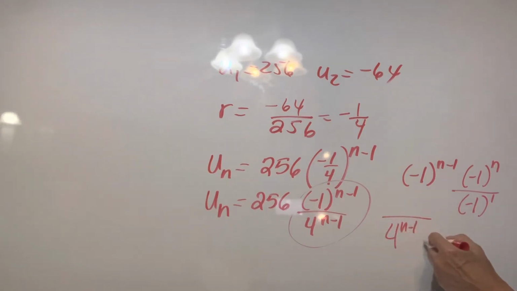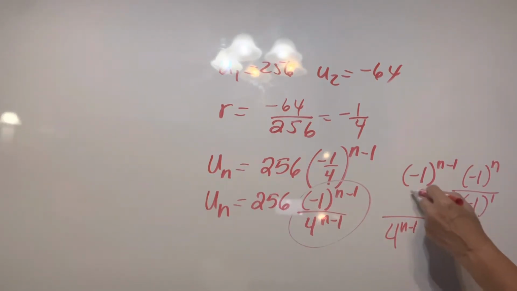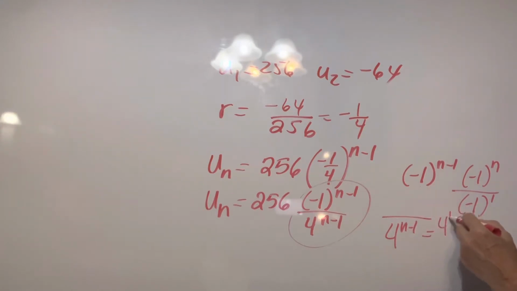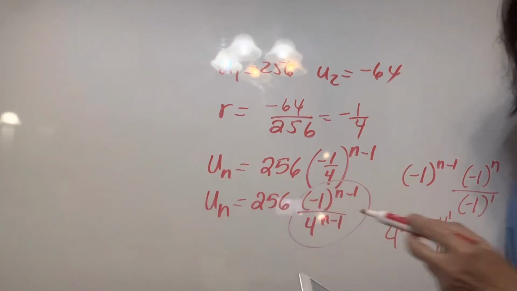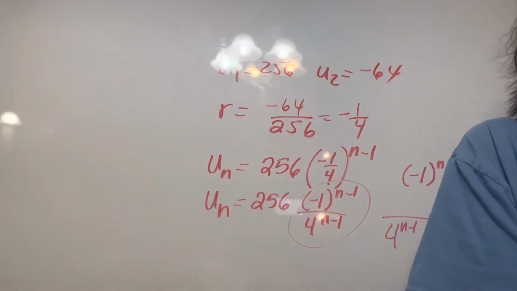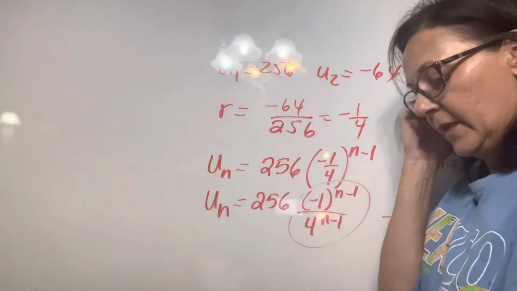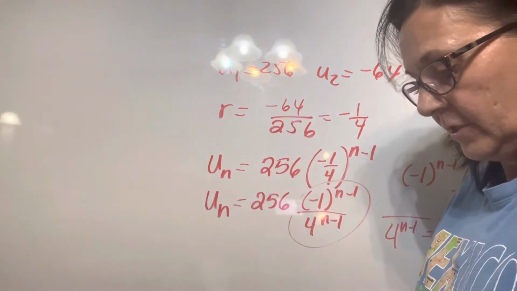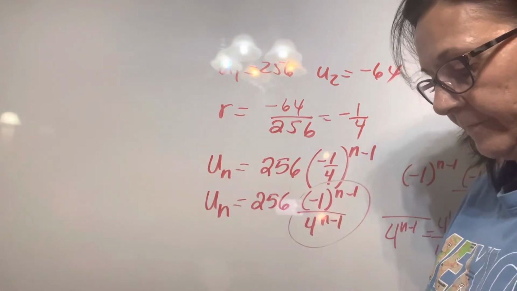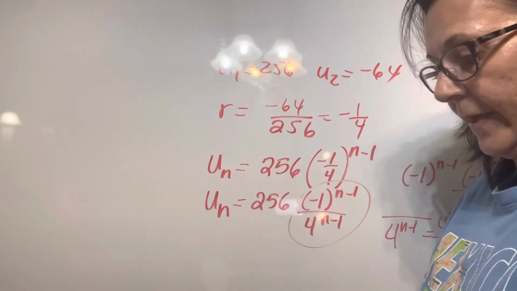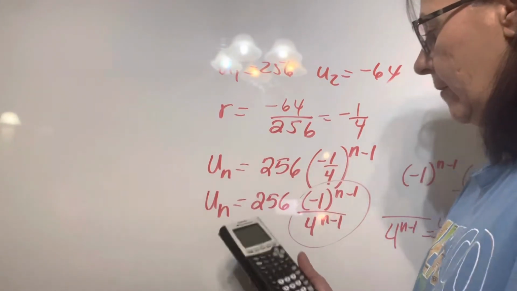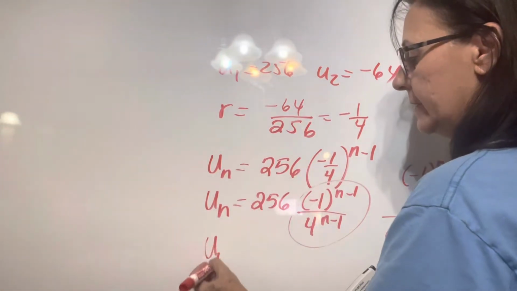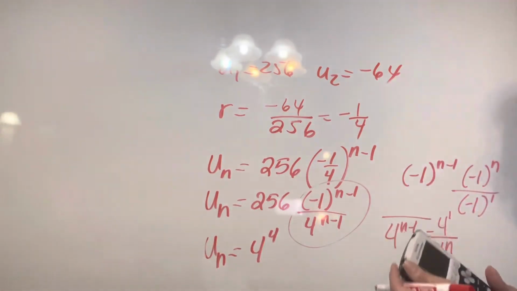It's division, right? So that 4 to the 1 really goes in the numerator over 4 to the n in the denominator. I bet that 256 is 4 raised to some power. Oh, it is. What is 4 to the 4th power? This is 4 to the 4th power.